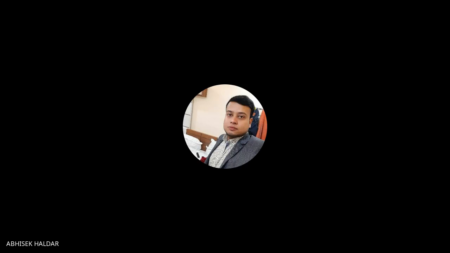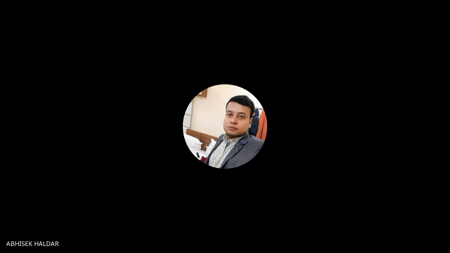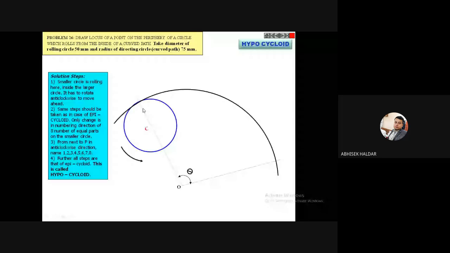Why are we calculating this theta? Because this is the blue, the rolling circle. I have to fix one point. This point I'm fixing. I have to trace this point for one full revolution of this circle. So after one full revolution, this rolling circle will be somewhere over here. Are you getting my point? So that position I have to find out.